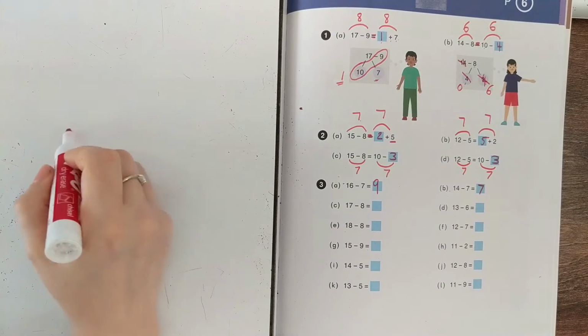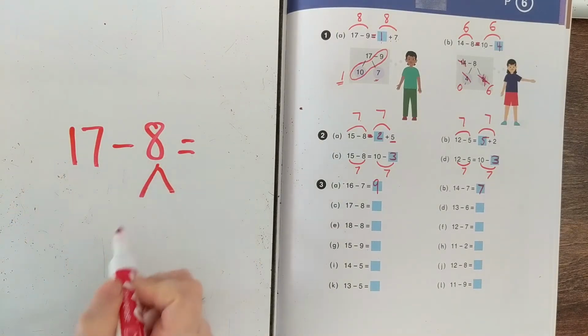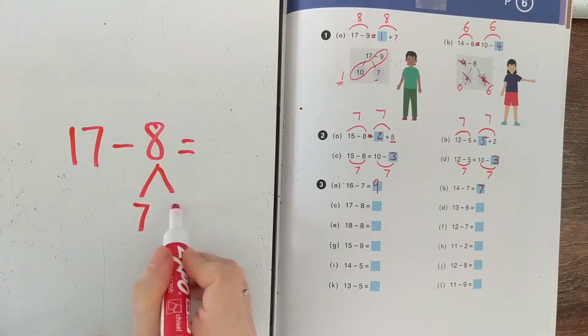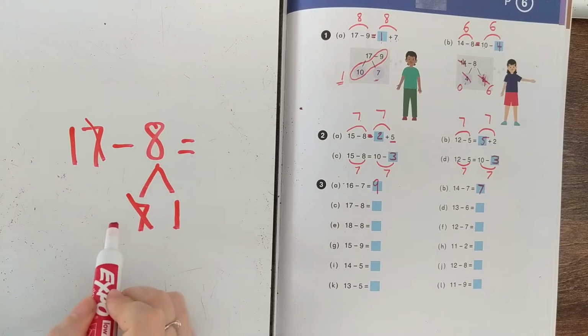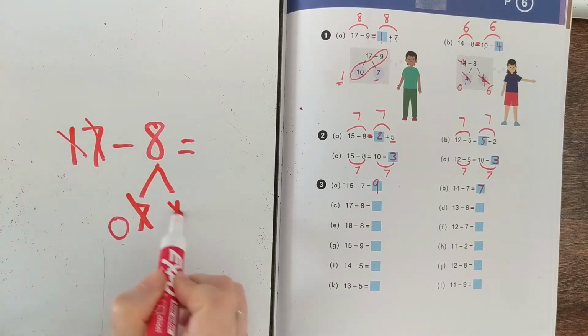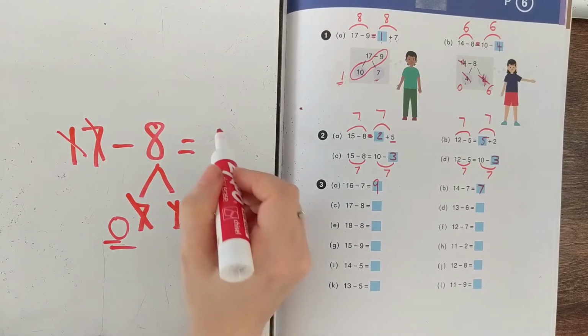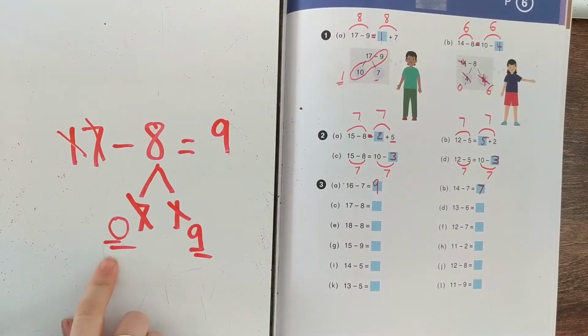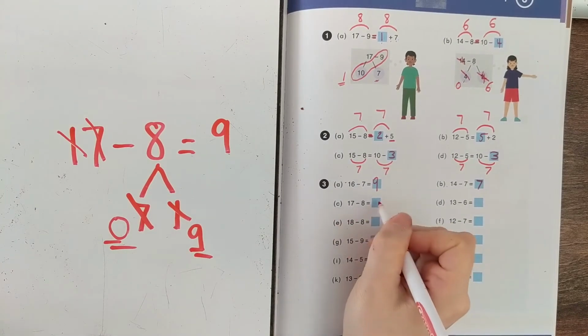Letter C, 17 minus 8. Inside of the 8, there is a 7 and a 1. Let's subtract. 7 minus 7 is 0. 10 minus 1 is 9. Our answer is 9. Notice that whenever we have a 0, 0 plus that number is already that number. So we just put that number as our answer, okay? 17 minus 8 was 9.